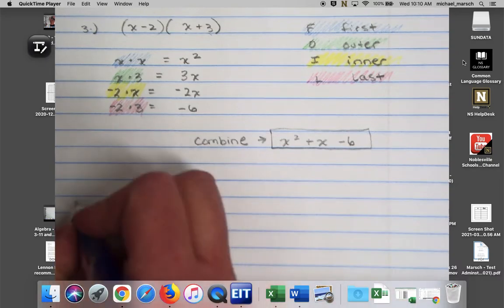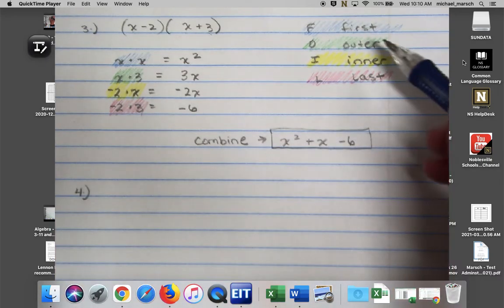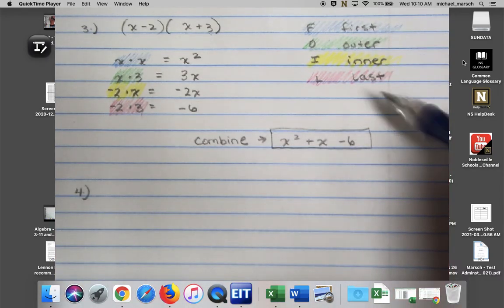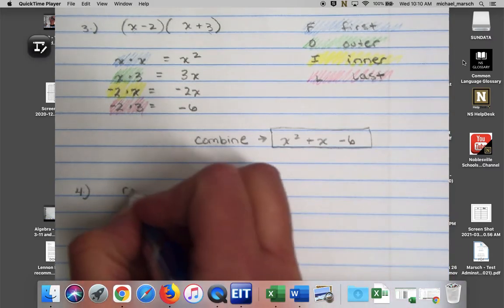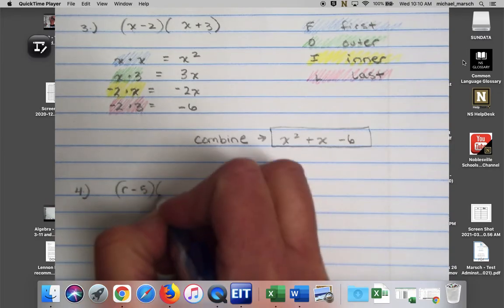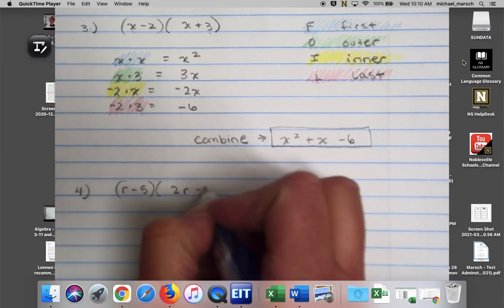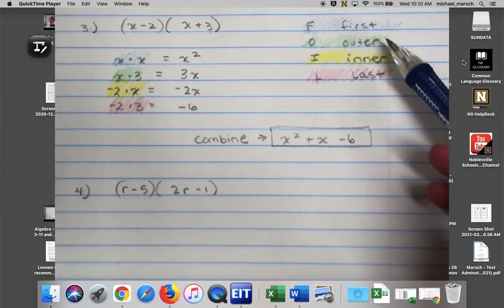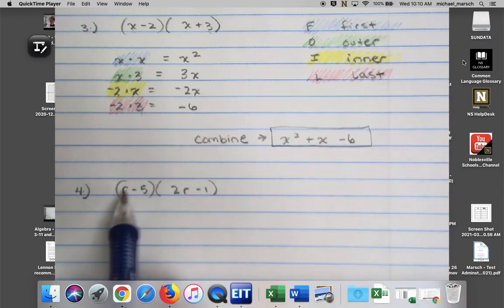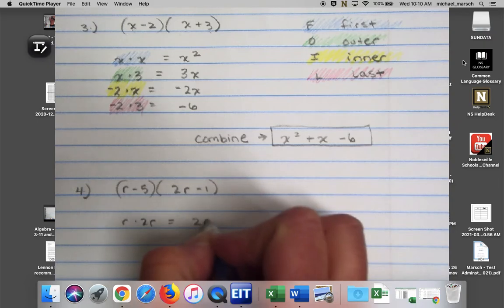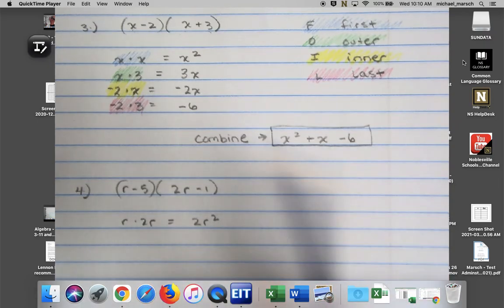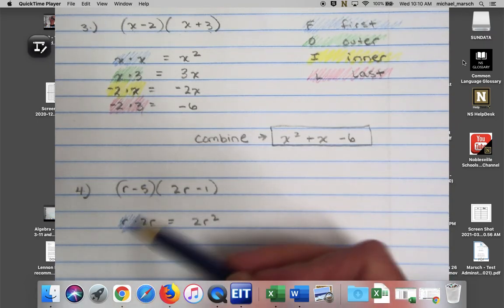Okay, let's do another example. I won't make you write out first, outer, inner, last again, but I am going to continue to force you to color code. So we're going to have r minus 5 times the quantity 2r minus 1. So I'm going to do first visually, so that's going to be the r times 2r. And I'm going to get 2r squared. I'm going to color code those because you guys know how I like to do that.